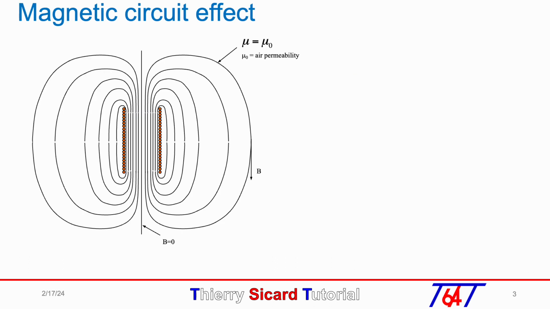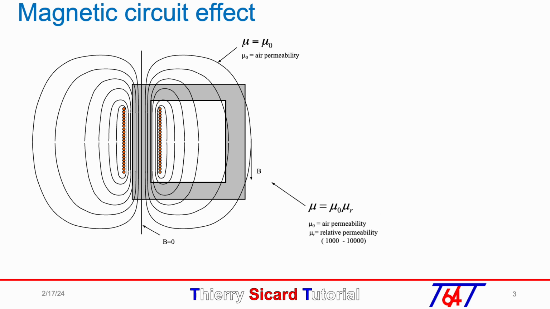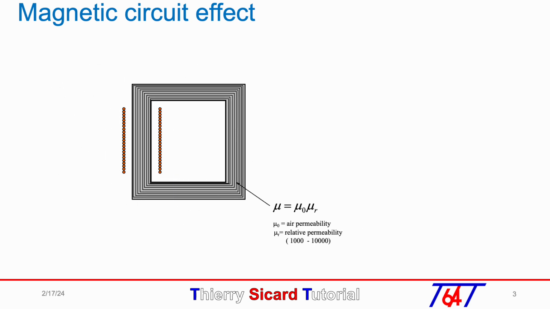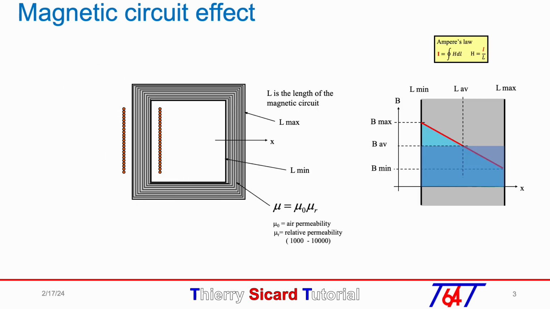This is just a quick reminder to show the ability of iron or ferrite to concentrate the magnetic flux, and also to remember that we have to use the average length of the magnetic circuit to do the exact calculation, because the magnetic amplitude is not constant across the magnetic circuit.